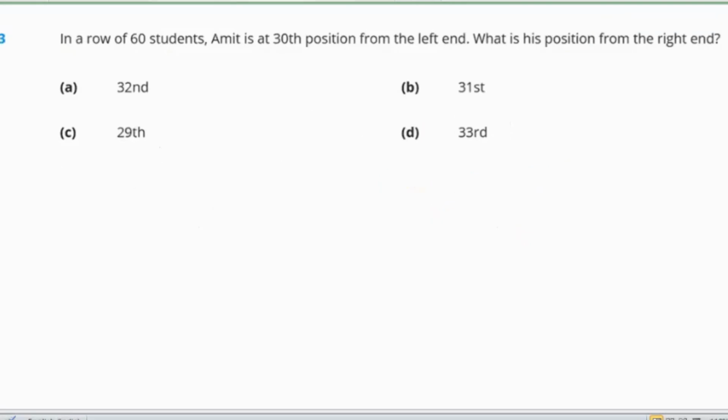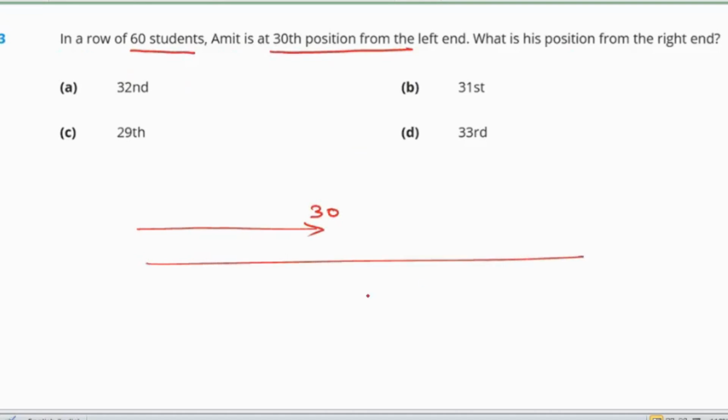Now, if we are talking about the third one, what we have is: in a row of 60 students, Amit is at the 30th position from the left end. So what is his position from the right end? Okay. So we all know that in a row the total number of students is 60. Amit is 30th from the left end. Okay. So suppose this is the position of Amit, and we have a total of 60 students. So how many students are there after Amit, and what is the position of Amit from the right end?